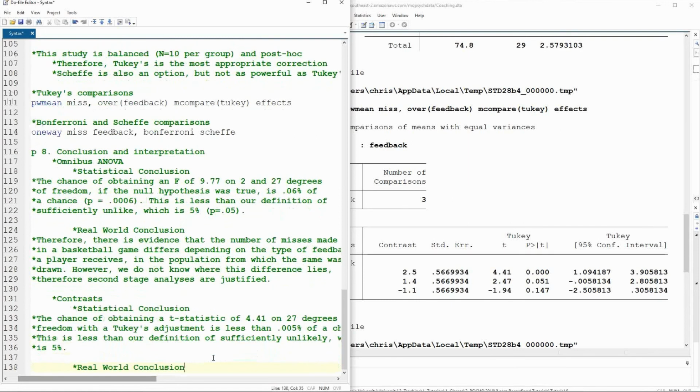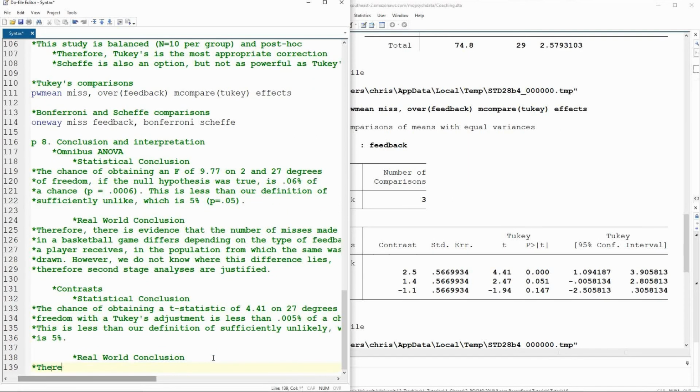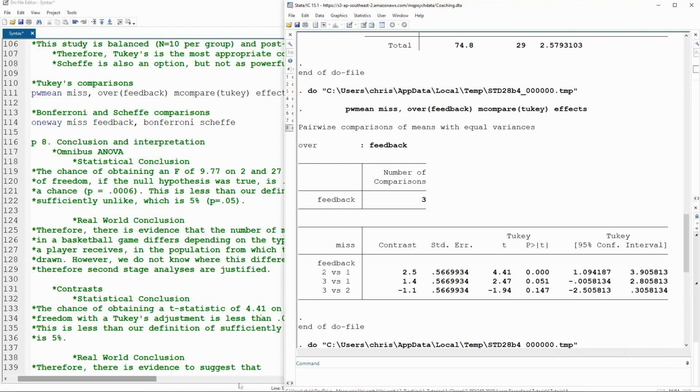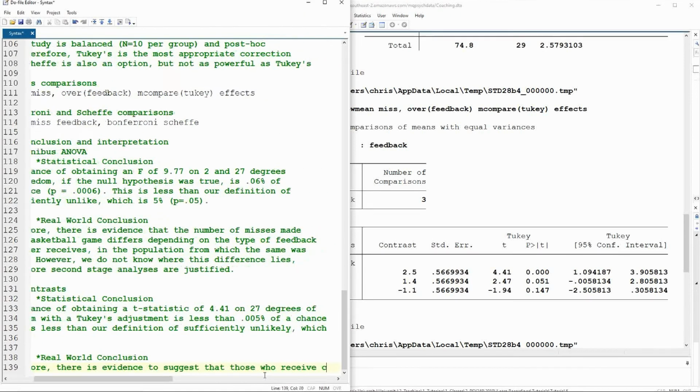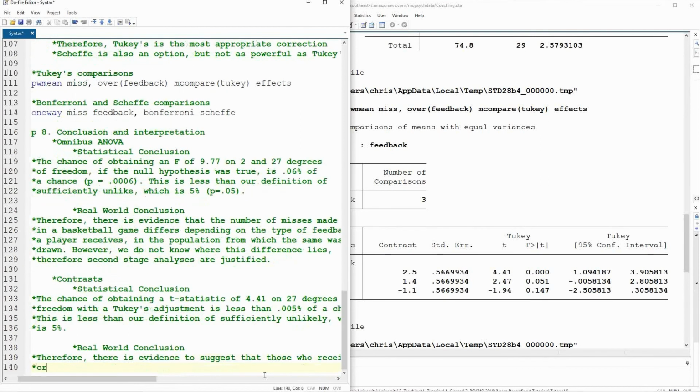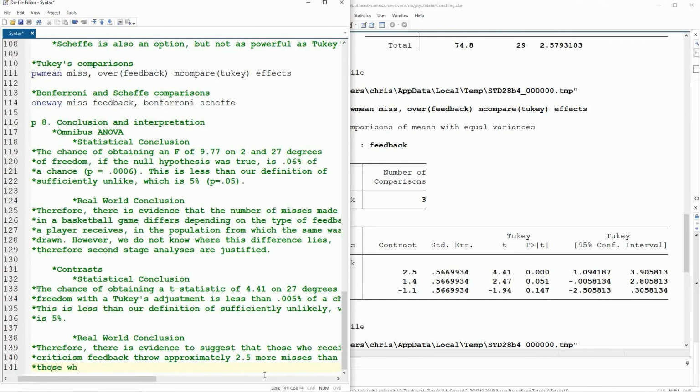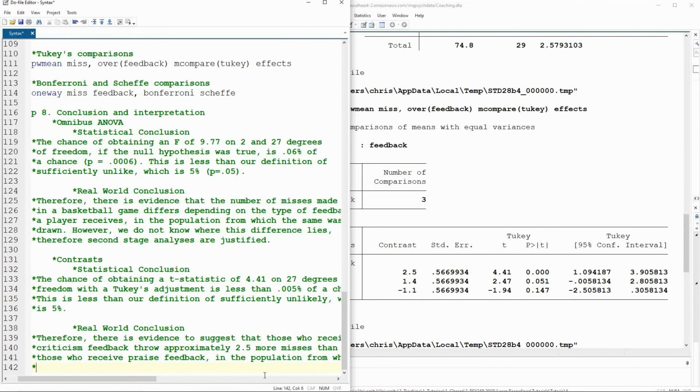And the real-world conclusion attached to this would be, therefore, there is evidence to suggest that, and I believe this was criticism versus praise, those who receive criticism feedback throw approximately 2.5 more misses than those who receive praise feedback in the population from which the sample was drawn.